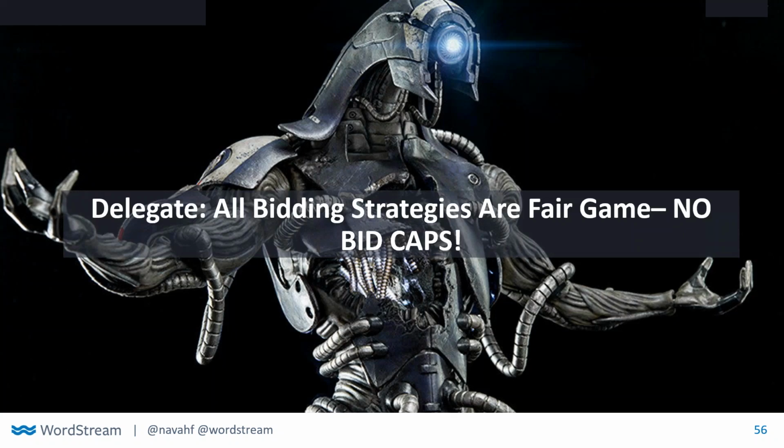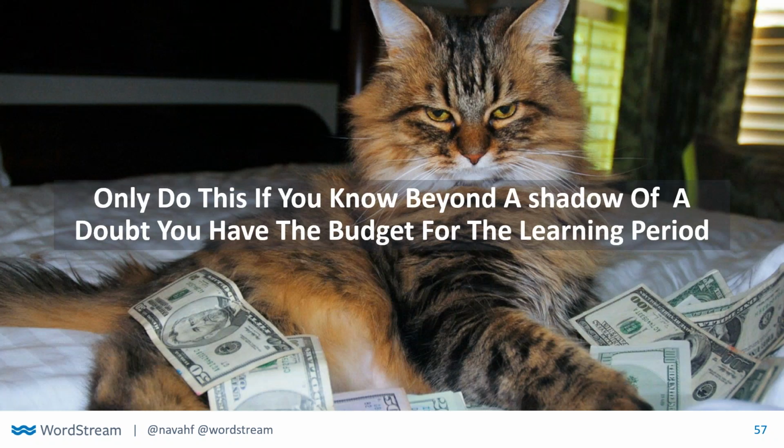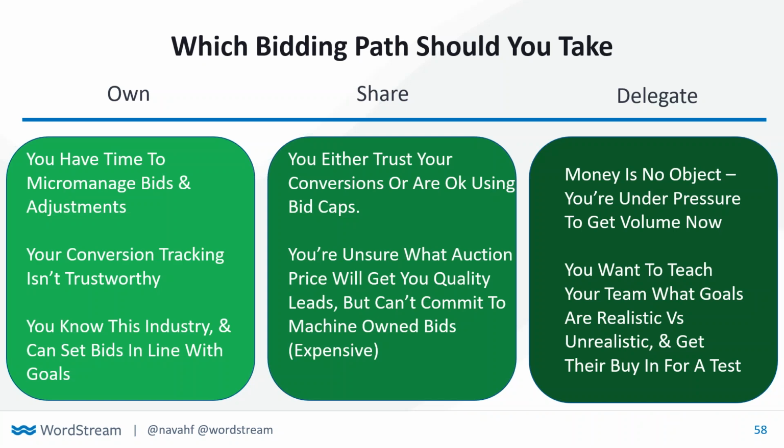Now, if you're going to delegate, all bidding strategies are fair game, and you're not going to use bid caps. And you only are going to do this if you know beyond a shadow of a doubt you have the budget for the learning period. And I cannot overstate this enough. If you do not have budget, you have to go the share route. If, however, you know you have budget and it's, again, a month or 2 months, this is an absolutely fair way to go.